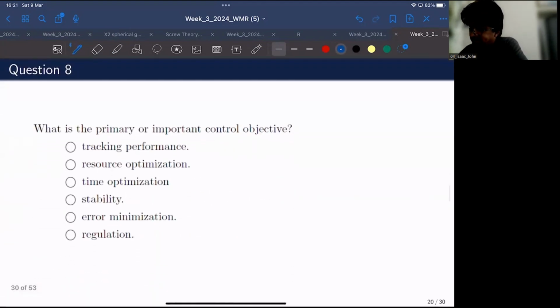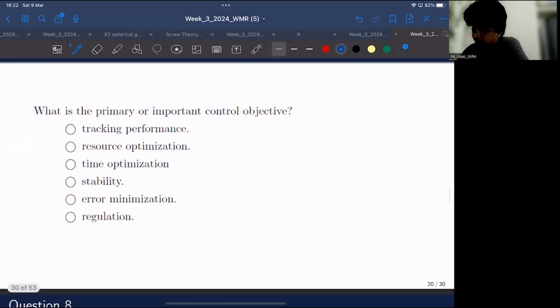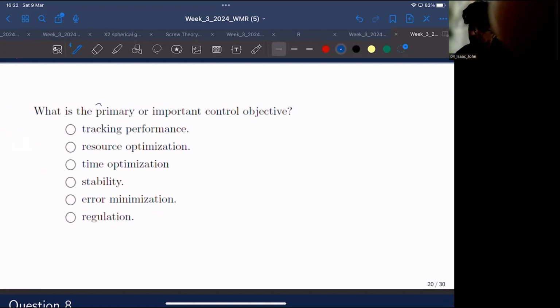Now moving on to question 8. What is the primary or important control objective? What are the primary objectives actually? I think we have seen the various control objectives in the previous slide, out of which we have also established the primary control objective.